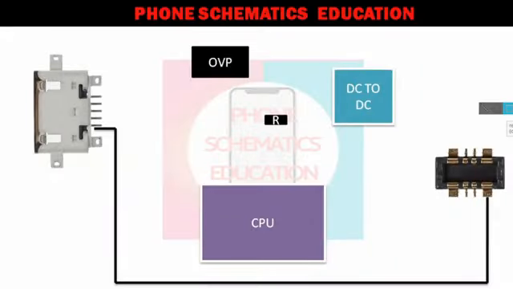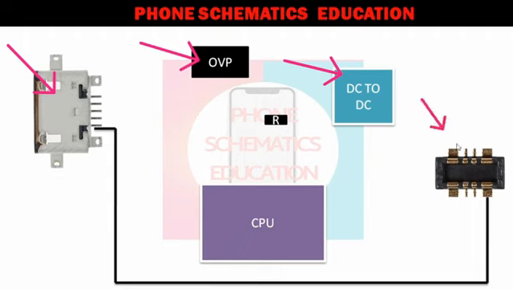In front of you, there is a charging port, right? Here is the OVP IC, the over voltage protection IC, your charging IC, the DC to DC IC, the battery connector where the battery connects, also your CPU, your master IC. Also this ground line is connected to the battery negative line. I've already connected this line. Now let's start.